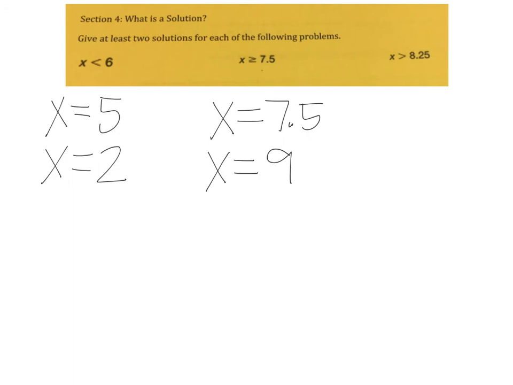All right, and for the last one, x is greater than 8 25/100. And if you notice, the x is being eaten by the alligator mouth, so you know it's larger. I'm going to say x is equal to 9, because I know that 9 is greater than 8 25/100. And x is equal to 12. 12 is also greater than 8 25/100.